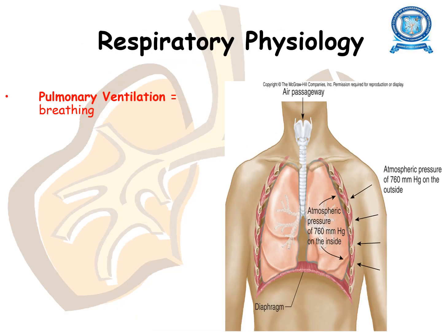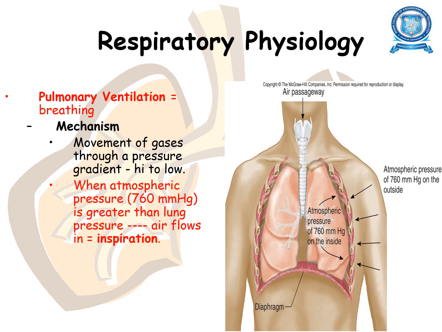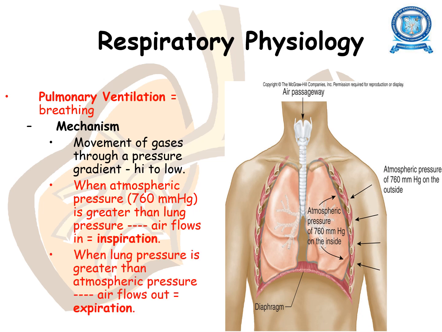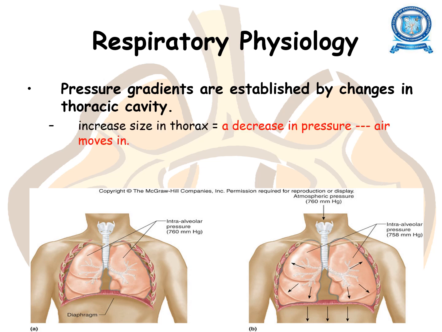Next is respiratory physiology. Pulmonary ventilation is breathing, and the mechanism is movement of gases through a pressure gradient, from high to low. When atmospheric pressure, 760 mmHg, is greater than the lung pressure, air flows in, that is inspiration. When lung pressure is greater than atmospheric pressure, air flows out, that is expiration. Pressure gradients are established by changes in the thoracic cavity. An increase in thorax size decreases pressure and air moves in. A decrease in thorax size increases pressure and air moves out.